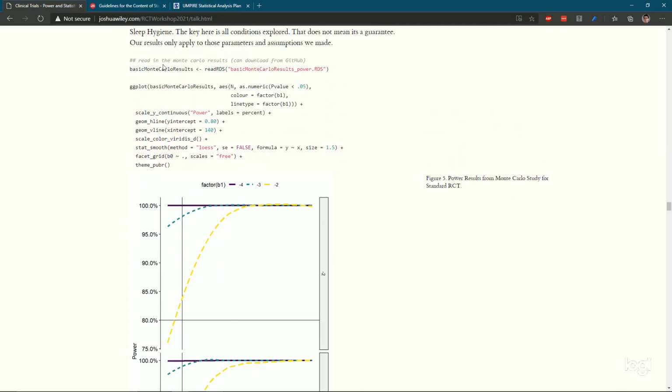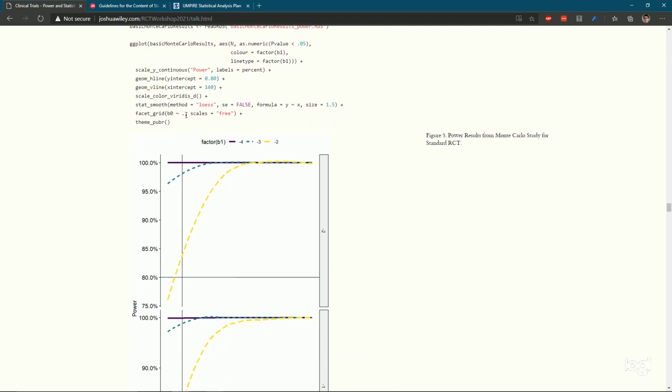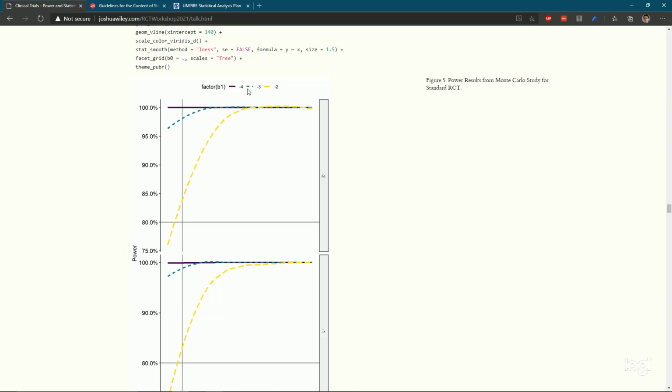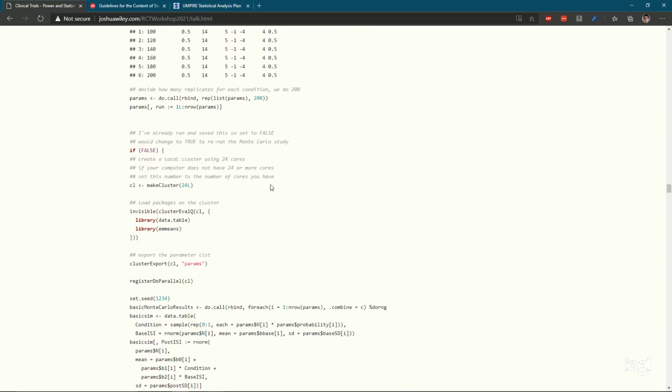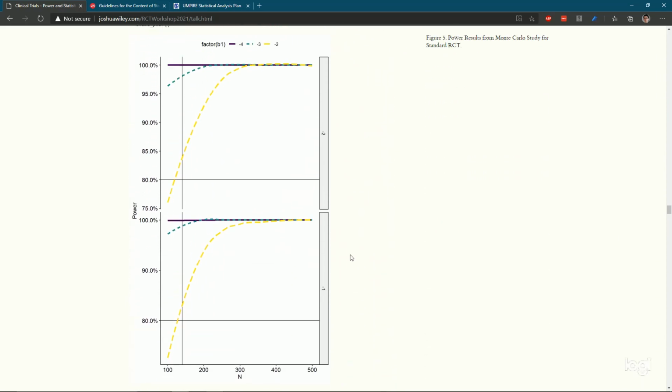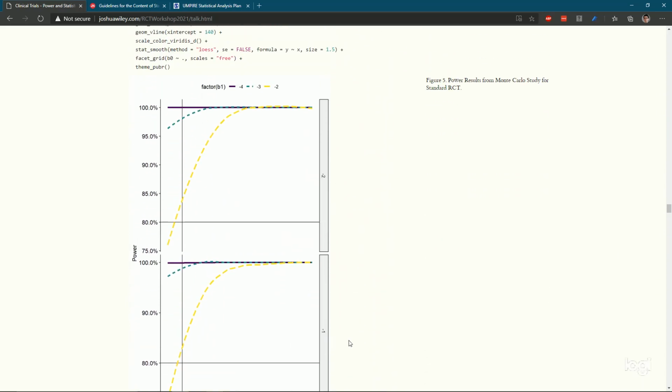So this plot here is made with this code. If you don't care about the code, ignore it. If you care about the code, you can copy it. It shows on the x-axis the sample size. On the y-axis is the empirical power. The different colors and lines is the difference between CBTI and sleep hygiene education at post-intervention. And the different rows are, what was the other parameter we varied? The different rows are the intercept at post-intervention. Right? So is it -2 or -1? And that has to do with basically what mean you expect in the sleep hygiene education condition.